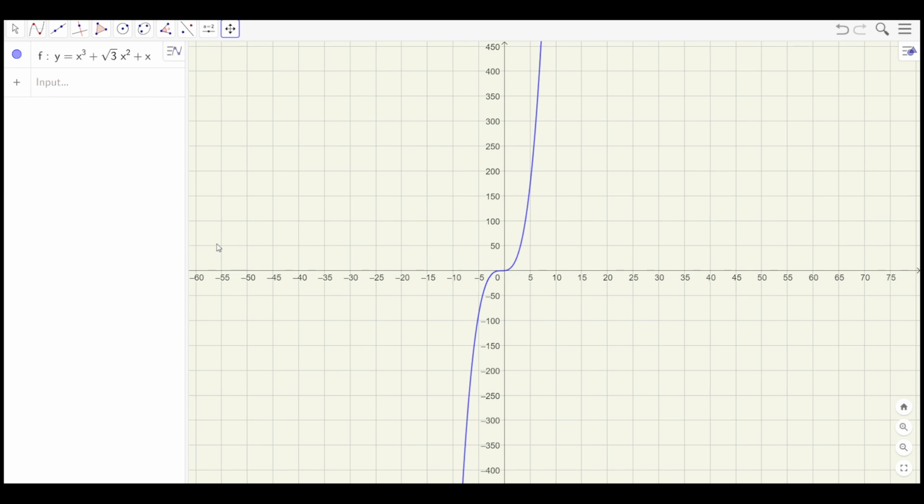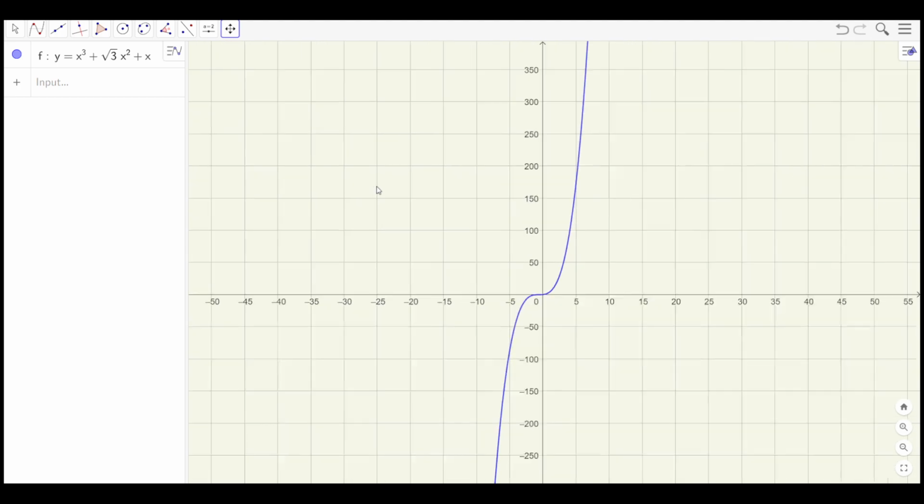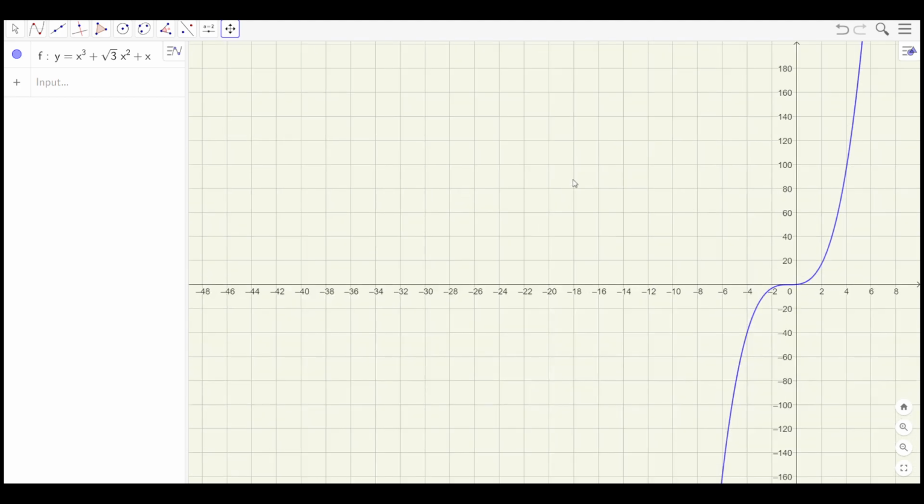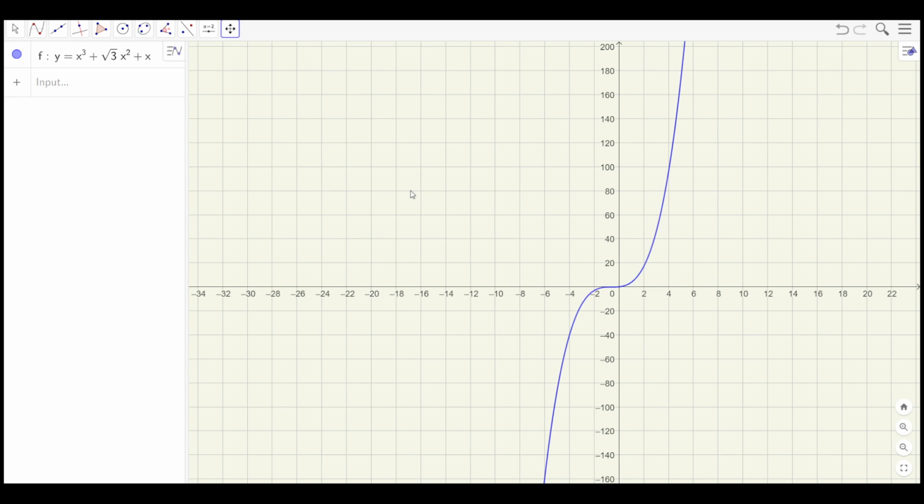By the way, let me just teach you this one as well for this graph. Assume that you want to ask GeoGebra to find the terrace point for you. By the way, what do you think the terrace point is? Is it happening at 0?